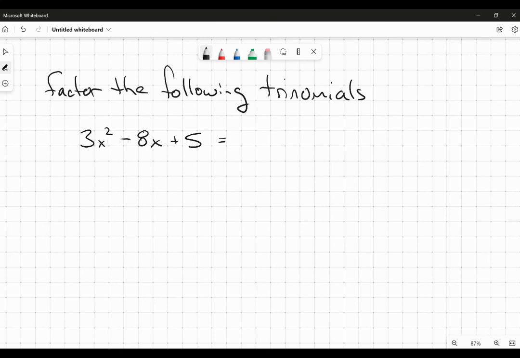Okay, hi everybody. We're just going to do another video here on factoring trinomials. And again, the procedure I'm going to follow here is really just going to be guessing and checking. I find that for most of high school factoring, that is the quickest method here.